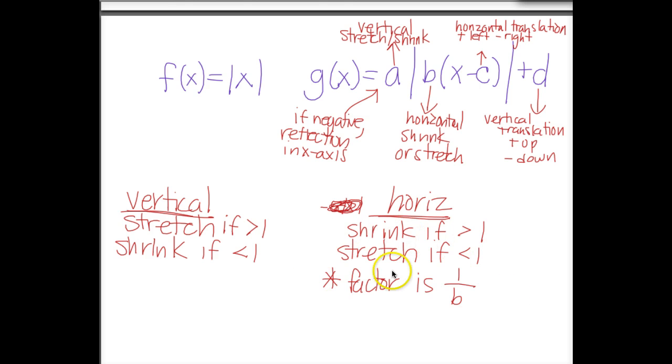If you have the words and you're writing the equation, remember that these ones are reciprocal. Here it stays whatever it is. So if it's a 3 in front, we say by factor 3. But for the horizontal, the factor is always the reciprocal. Remember that both things that are horizontal are inside the bars. Both things that are vertical are on the outside.